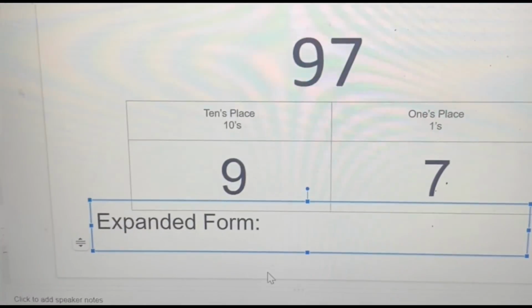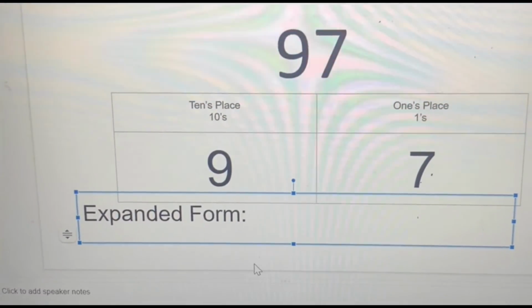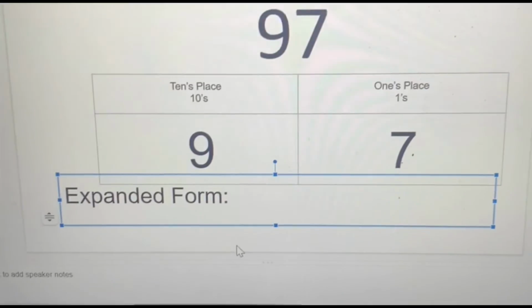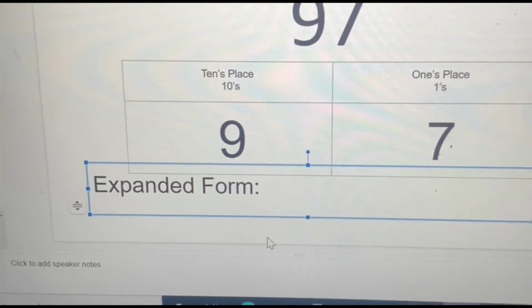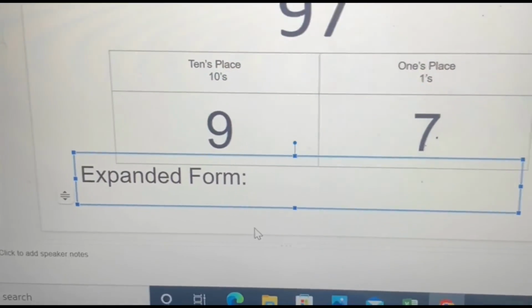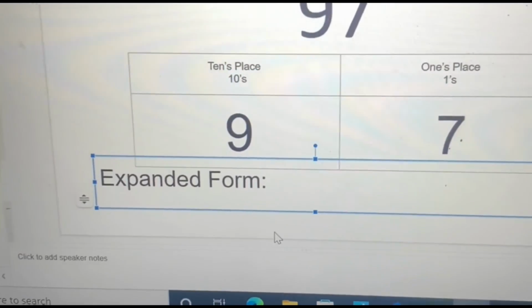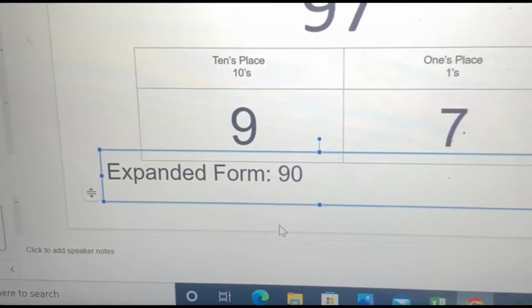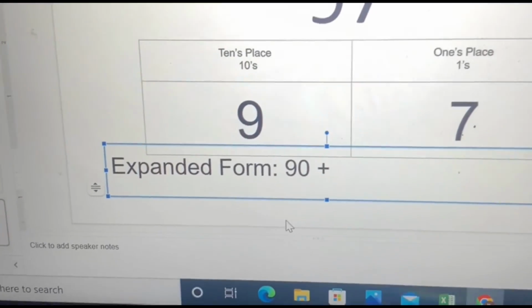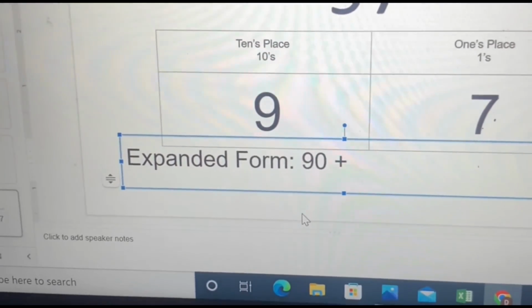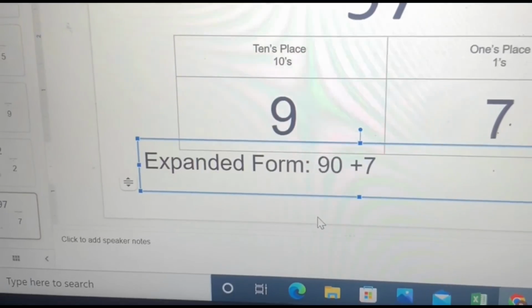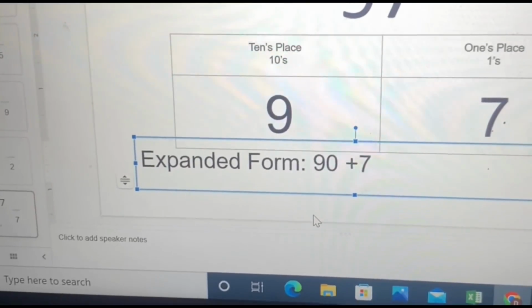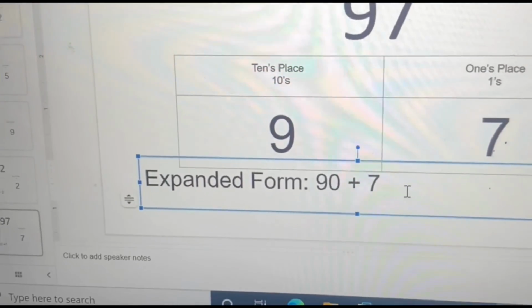All right, so now I'm going to write the number 97 in expanded form. So we have 9 tens, and you just heard me count by tens. So 9 tens equals a value of 90. And there are 7 ones in the number 97, so 7 ones equal a value of 7. So the number 97 in expanded form is 90 plus 7.